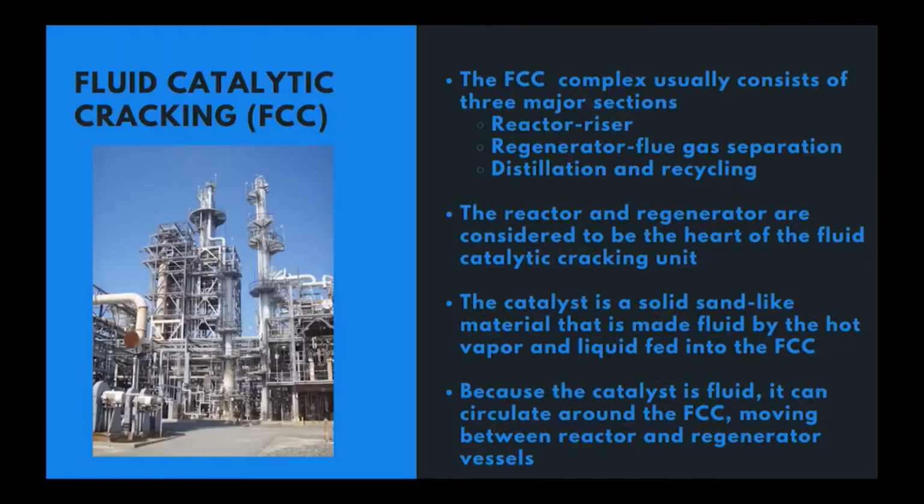The catalyst is a solid, sand-like material that is made fluid by the hot vapor and the liquid fed into the FCC column. Because the catalyst is fluid, it can circulate around the FCC, moving between the reactor and regenerator vessels. Generally, to operate an FCC unit, a lot of training would be provided. Only trained manpower will be able to comfortably operate an FCC unit.